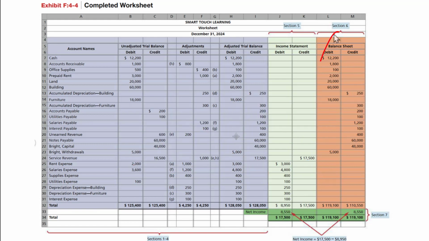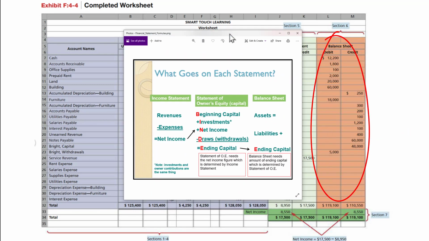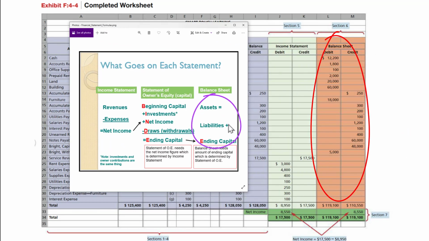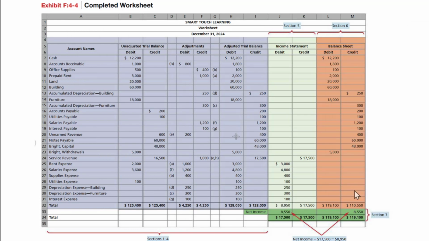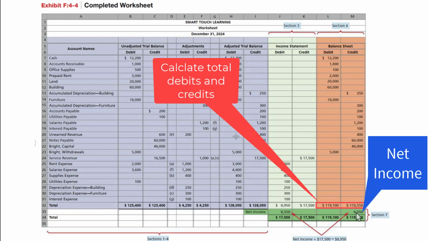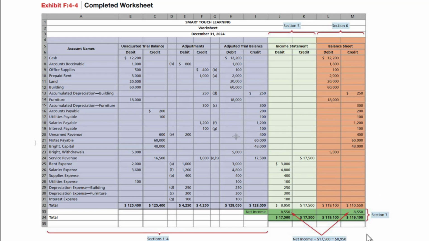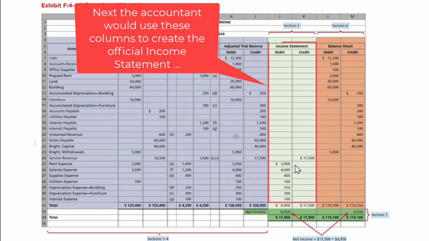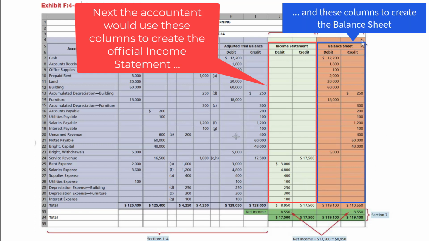And then for the balance sheet columns, we take the accounts that are on the balance sheet, which means assets, liabilities, and capital. We add their total debits and credits, and we find out that the difference should be the exact same amount as net income. And then from there, once the worksheet is completed, the accountant would create the income statement, statement of owner's equity, and then the balance sheet.